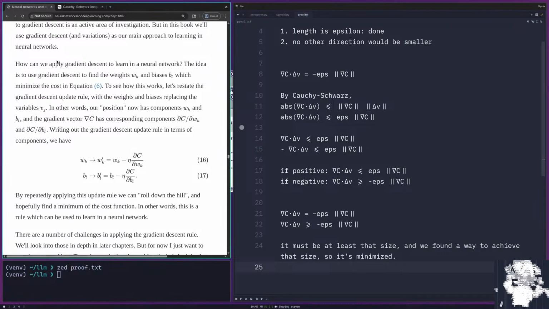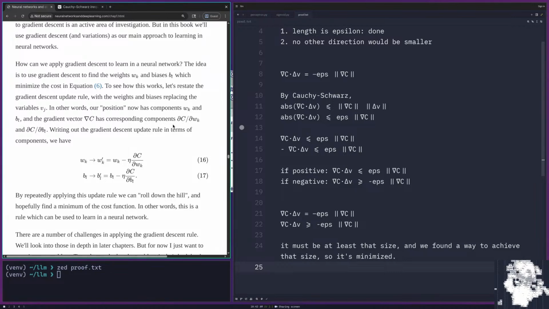How can we apply gradient descent to learn in a neural network? The idea is to use gradient descent to find weights Wk and biases Bl, which minimize the cost in equation 6. To see how this works, let's restate the gradient descent update rule with the weights and biases replacing the variables Vj. In other words, our position now has components Wk and Bl, and the gradient vector grad of c has corresponding components derivative of c with respect to Wk and derivative of c with respect to Bl.